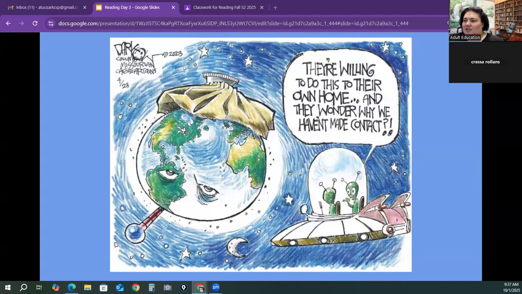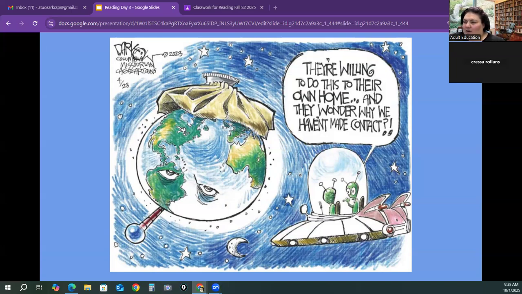Okay, so let's look at this political cartoon here. So we have the Earth, and then we have, looks like some aliens in a spaceship and a caption that says they're willing to do this to their own home, and they wonder why we haven't made contact. So what is this political cartoon trying to say?